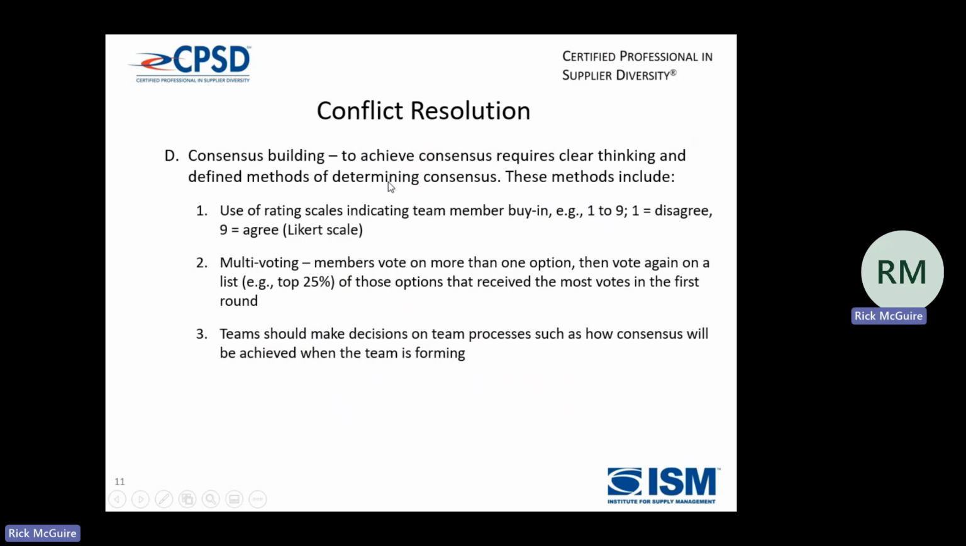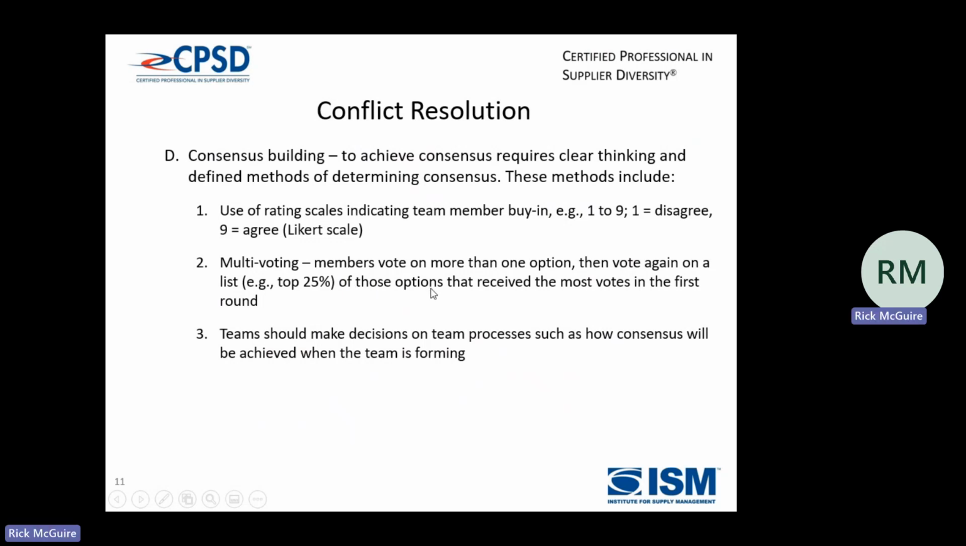Consensus building. Ways to achieve consensus require clear thinking and defined methods. Here are some ideas on how to get consensus in a group. Use a rating scale indicating team member buy-in, 1 to 9, a Likert scale, basically. Multi-voting: members vote on more than one option and then vote again on a list, like the top 25.